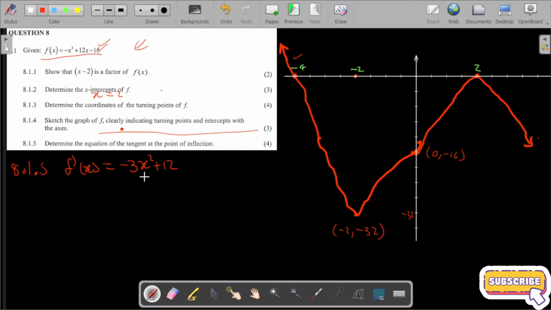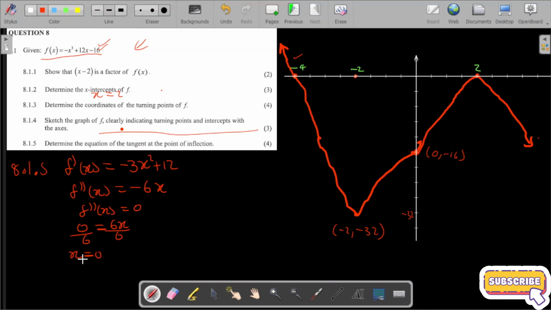And then from here, remember, we're talking about the inflection, so do the second derivative, which is negative 6x. Then remember, the second derivative is going to be equal to 0. So 0 is equal to negative 6x. Then we divide by negative 6, and my x is going to be 0.